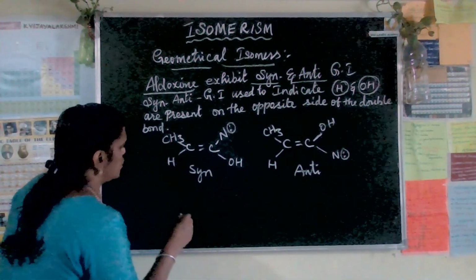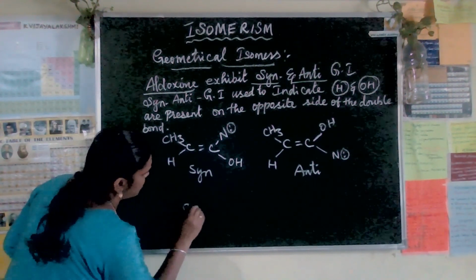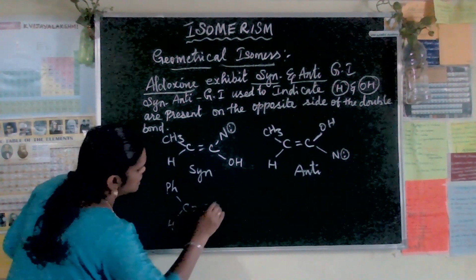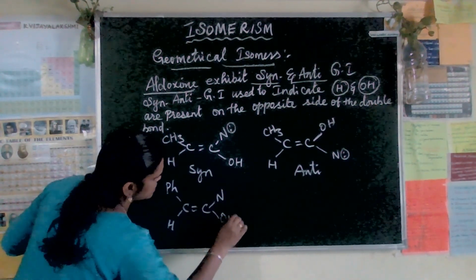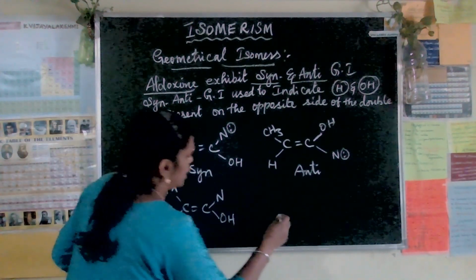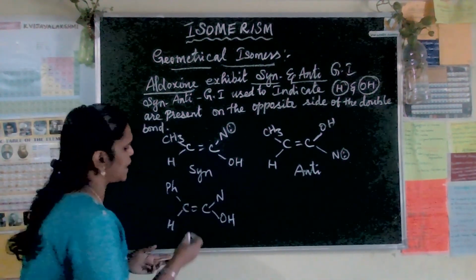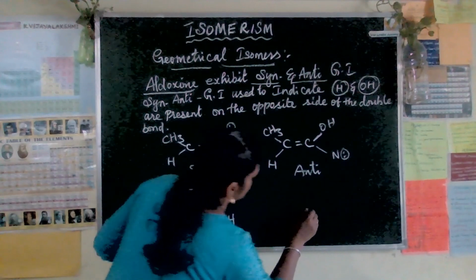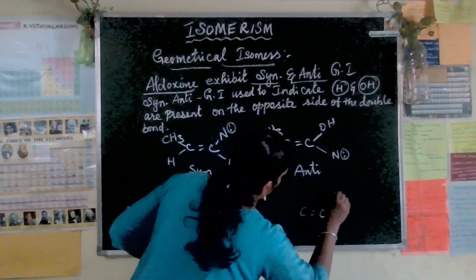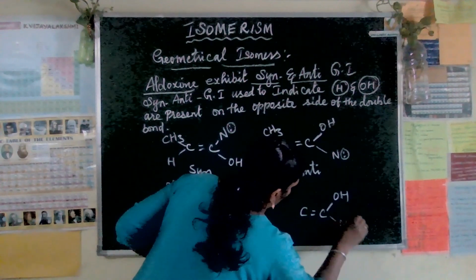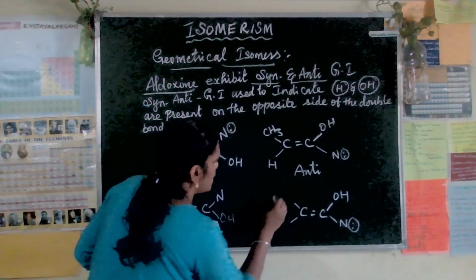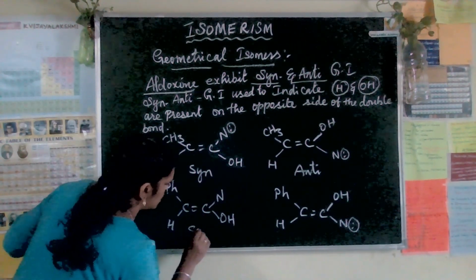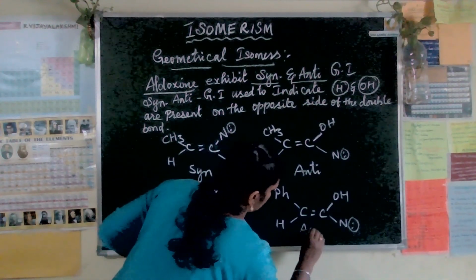Now the other one, another example. The same way, C double bond C. Here Ph I will put, Ph and here H. The same way nitrogen and here OH. Just the same idea. Both sides: this is hydrogen and this is hydroxyl group. The same way, C double bond C. Here OH will come, here nitrogen, Ph, and here hydrogen. In this way, this is syn, and this is anti.